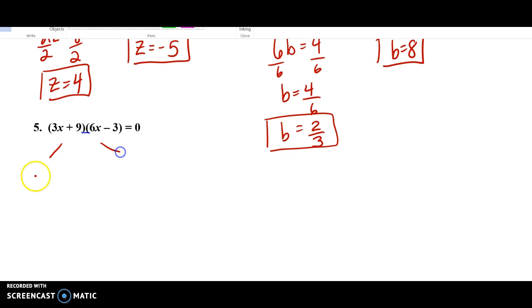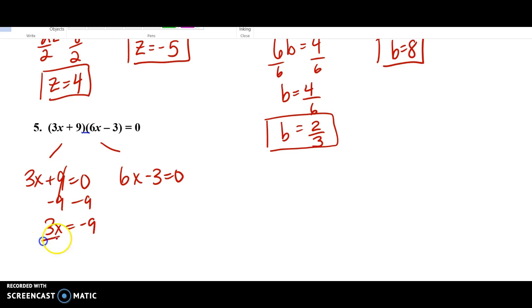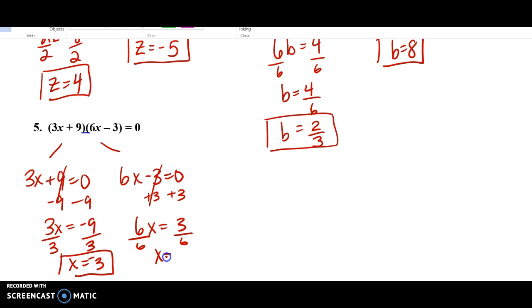Number 5, 3x plus 9 is equal to 0, and 6x minus 3 is equal to 0. We're going to subtract 9. 3x equals negative 9. And divide out the 3, and x is negative 3. The other side, we're going to add 3 to both sides. 6x equals 3. Divide by 6. x equals 3 over 6, which simplifies to 1 half.